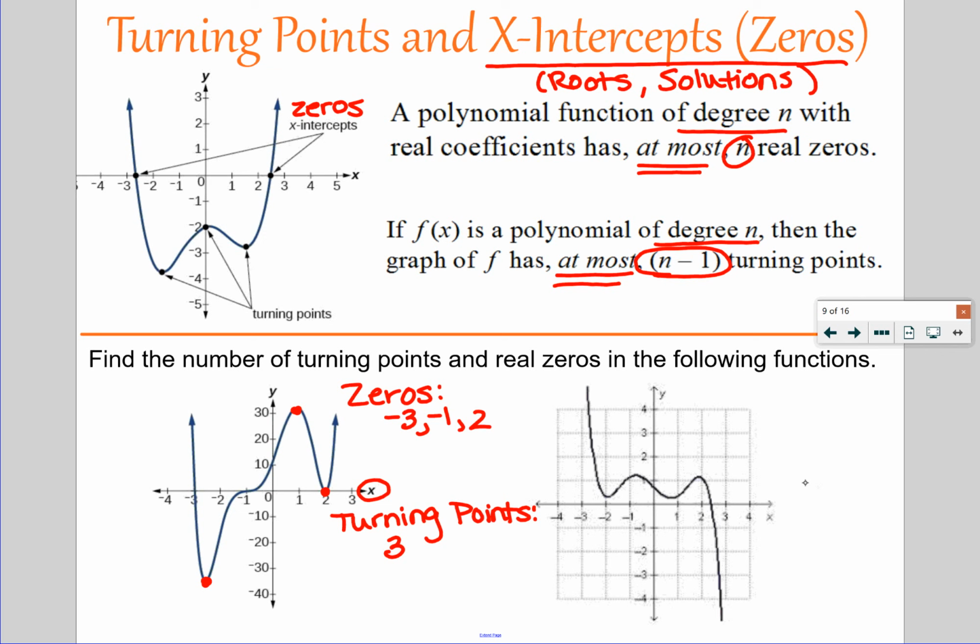Then I want to find the number of turning points. The number of turning points are how many times this graph changes direction. So if I'm counting them up, I have 1, 2, 3, 4 places where it's turning direction.